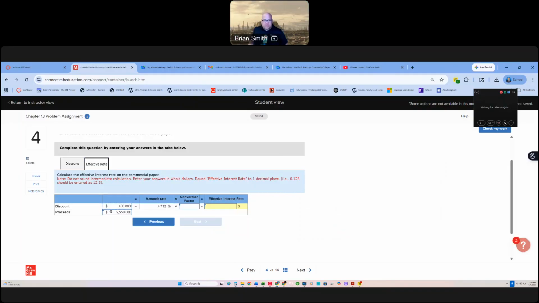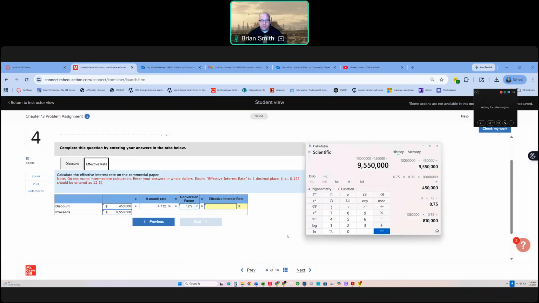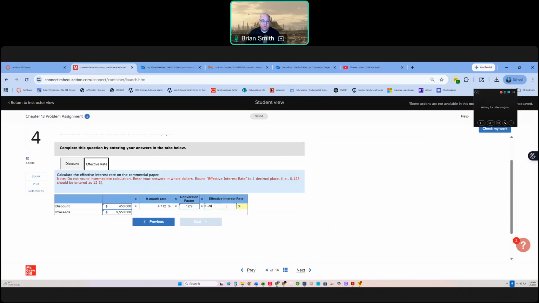All right. So our 9-month interest rate is going to be 4.712. And then our conversion factor is going to be the 9/12. No, this is the opposite, 12/9. That's right, to calculate the effective interest rate. That's just the 9-month rate. So our effective interest rate is going to be 4.712 times 12 divided by 9, equals 6.28. Where does it say to round to one decimal? So let's do 6.3.